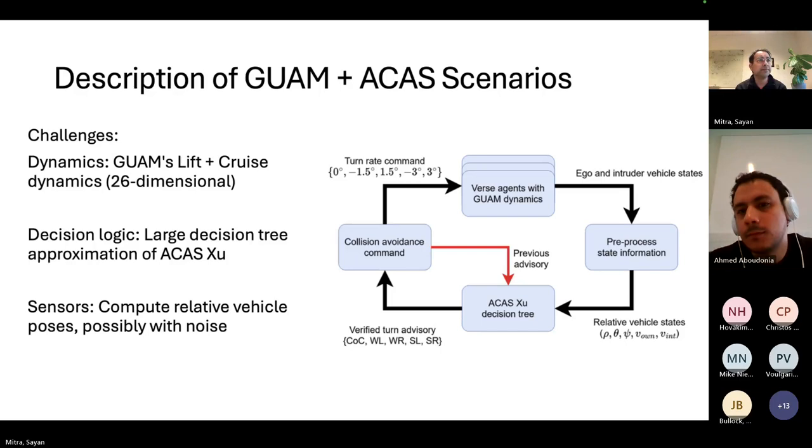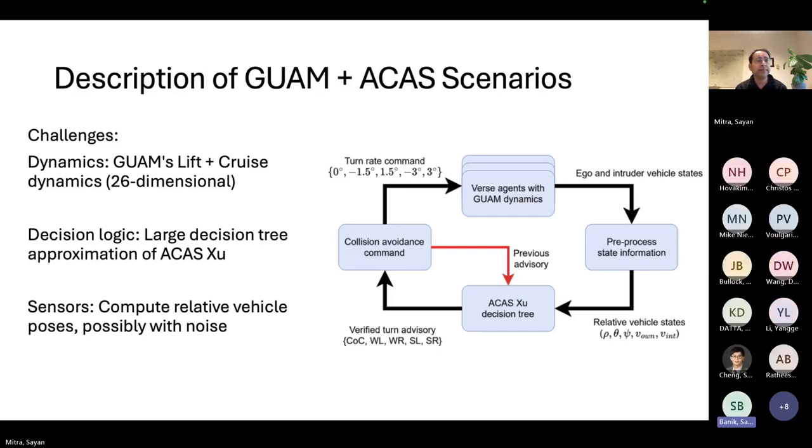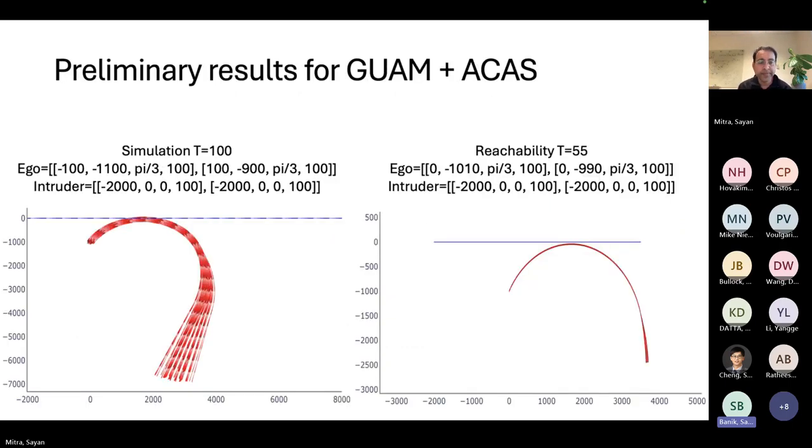Hi, Sayan. Can I ask? Yes, please. In this intruder and ego vehicle setup, particularly in the interactive demo, is the intruder also using Guam dynamics? Because that might be an overkill, right? It need not be; the intruder can be a simple motion model, right?